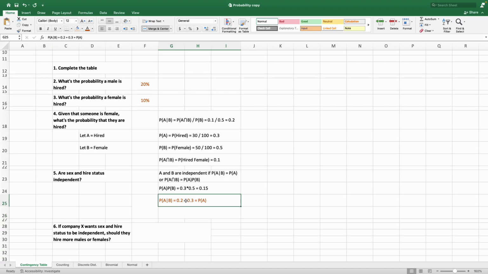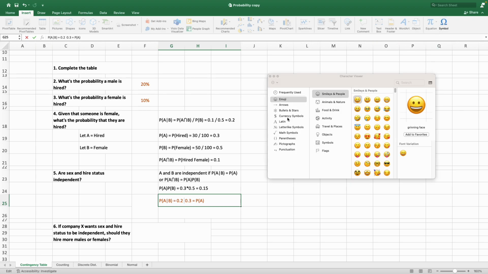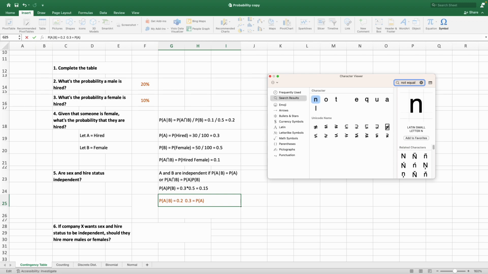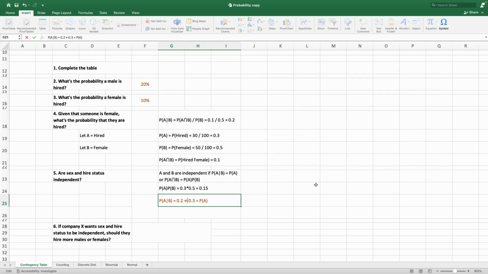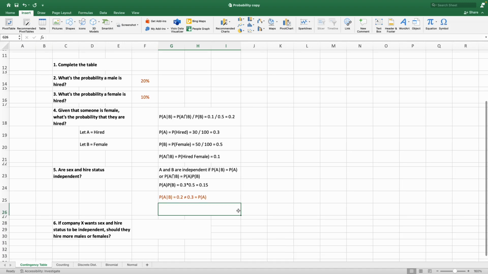So what I'm going to do is get rid of this equal sign. Then let's do insert symbol again, and I'm just going to search not equal. We can see it's right here, the not equal sign. I'm going to double click it and then close this box. Okay, so we know that they are not independent because the probability of A given B does not equal the probability of A. Now let's do the other way.